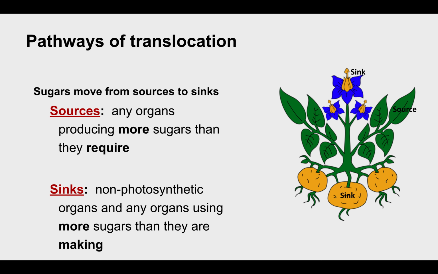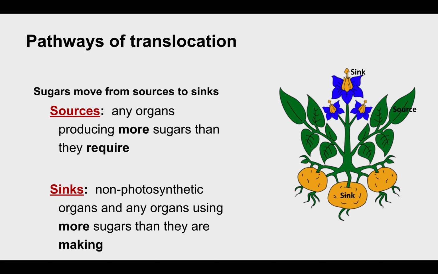All right. Well, not all parts of the plants will produce sugars, but every part of the plant needs sugars. Right? Sugars are providing energy, like a food source for these plants. So we would say that sugars move from sources to sinks. Right? A source is any organ that produces more sugars than they require. So typically this is only going to be leaves, though sometimes if we're talking about plants that have photosynthetic stems, this could include the stems as well.